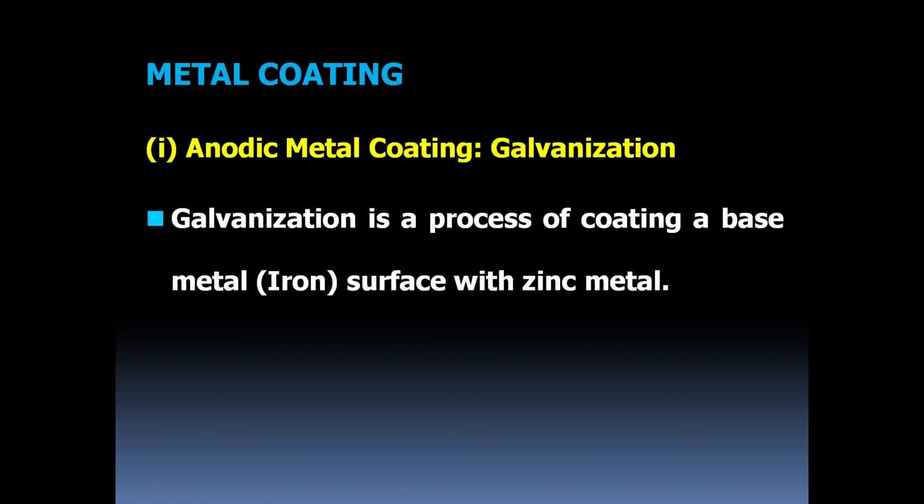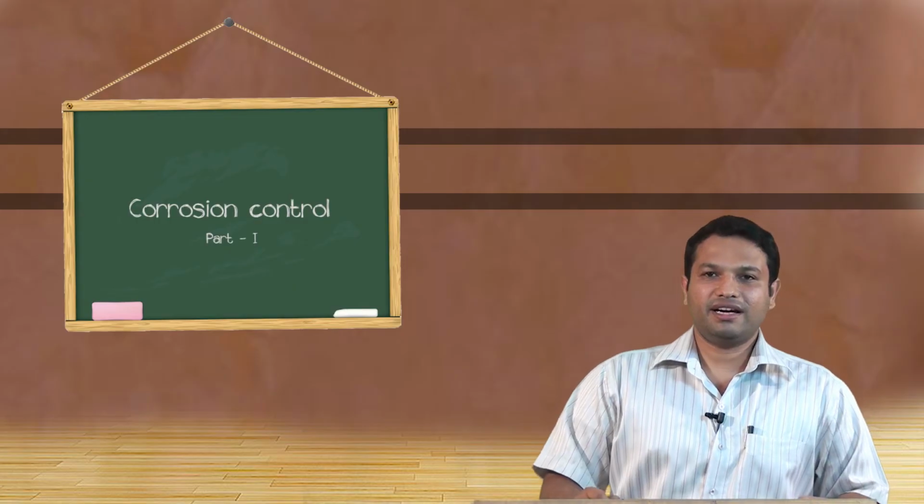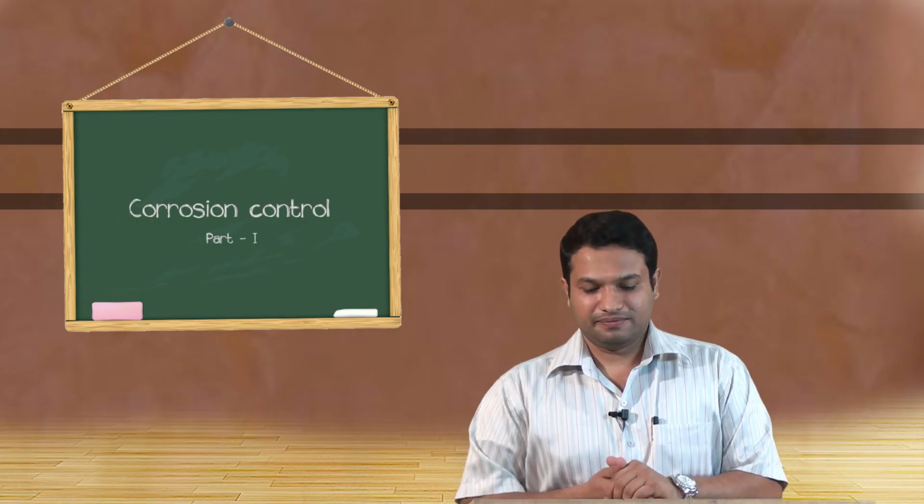So as we go for the next method, that is the third one, metal coating. Under metal coating, as I said, there are two types, anodic metal coating and cathodic metal coating. As the first one, let us go for anodic metal coating. It is also called galvanization. Galvanization is a process of coating zinc on the surface of the base metal iron.